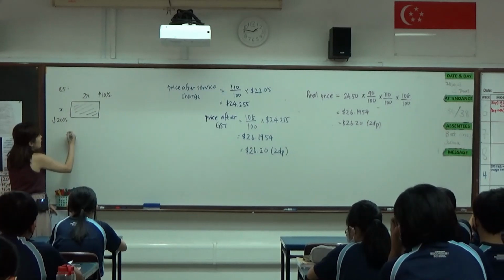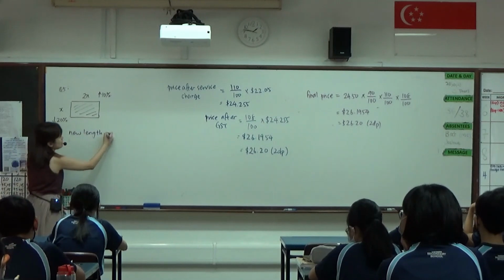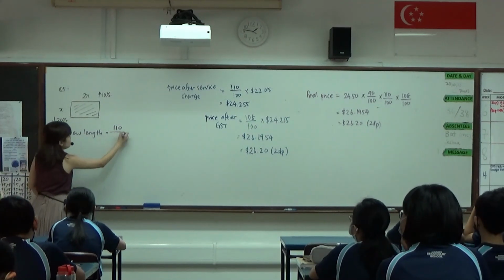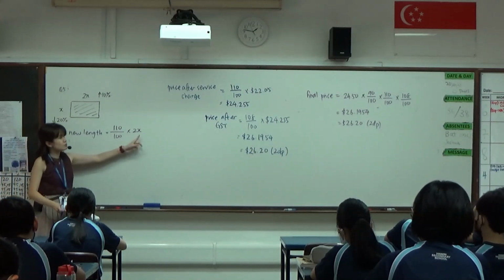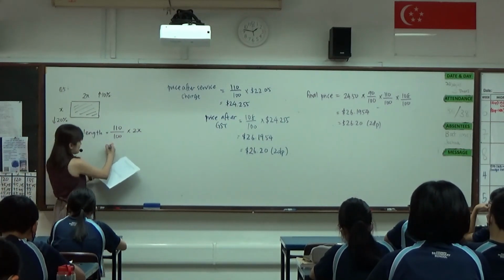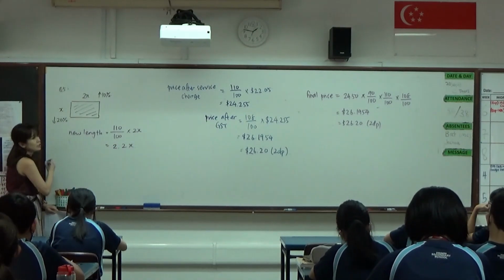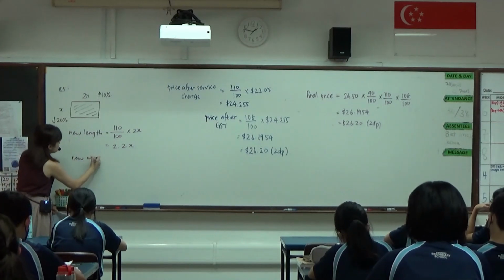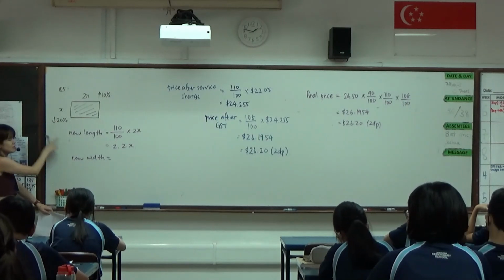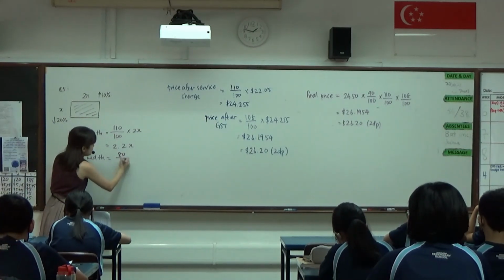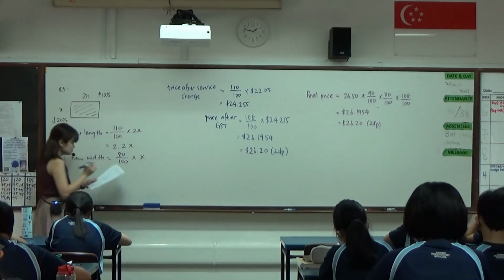So to find out the new length, since it increased by 10%, now our percentage is 110 over 100 times 2x. You may press your calculator for the numbers, removing the x, but remember to put back in the x later on. So we get 2.2x. Likewise, I need to find out the new width. Since it is a decrease of 20%, now the percentage is 80% of the original x.